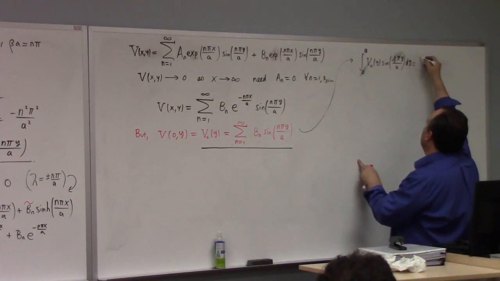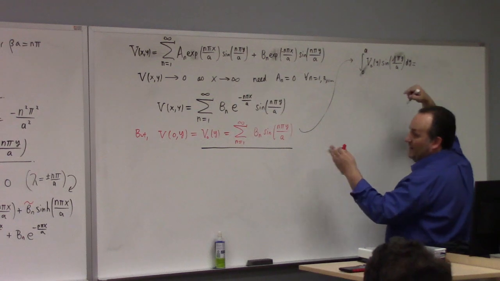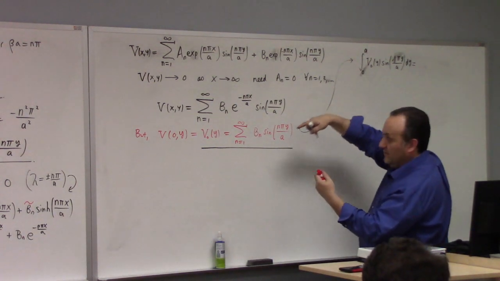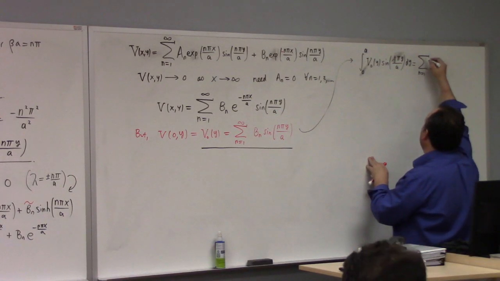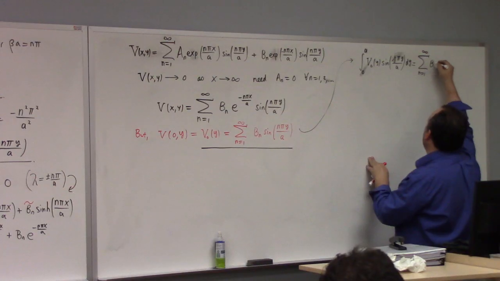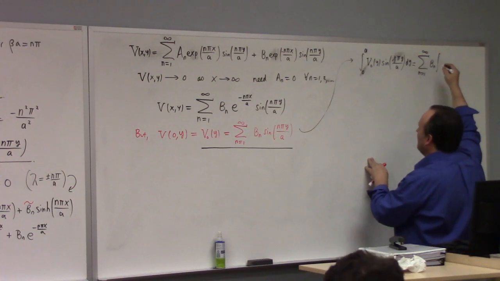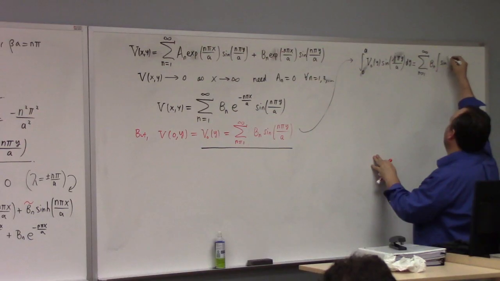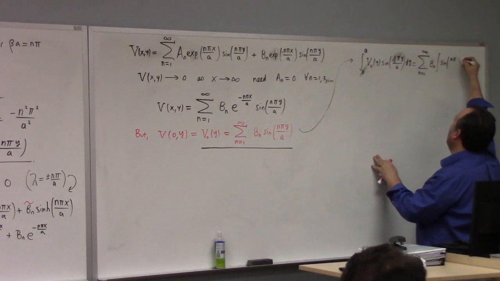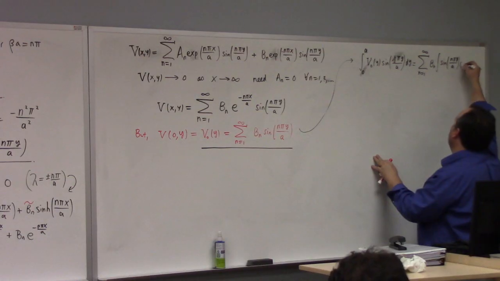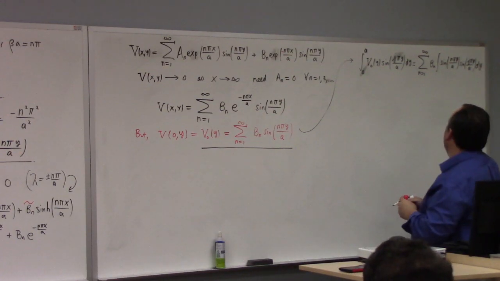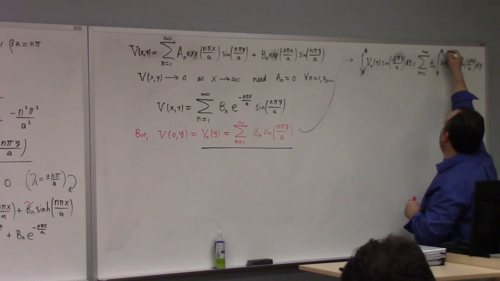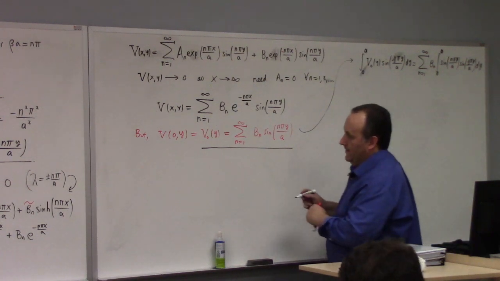So then, on the other side, I'm going to pass the integration inside the summation, and pull the b sub n out. So I've got the sum, n equals 1 to infinity, b sub n, and I'm up against the integral of sine of n pi y over a times sine of j pi y over a, dy. The bounds are the same. So I'll do that over here.